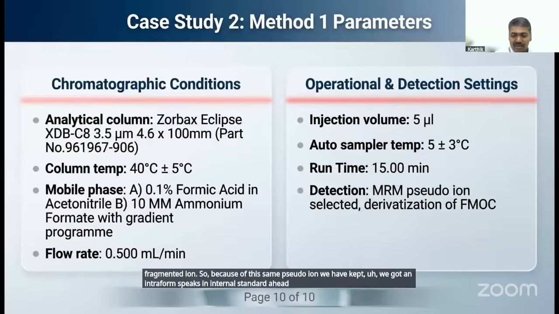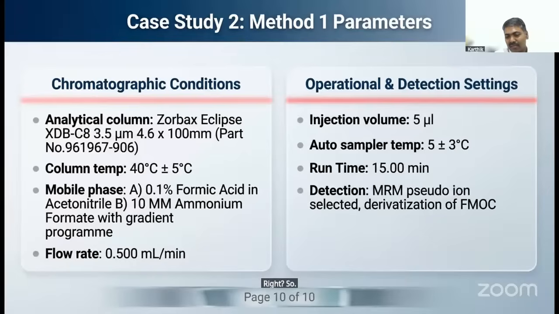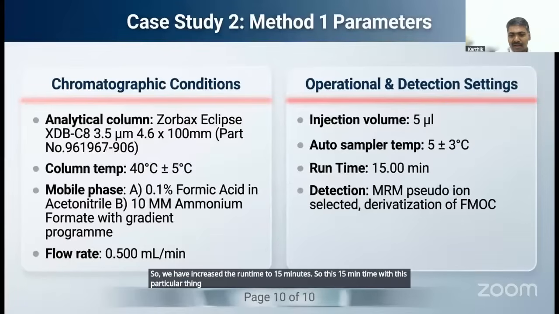in the internal standard, triamterene D5, as well as in the metabolite. To avoid that interference peak carrying over from one injection into the next run, we increased the runtime to 15 minutes. With this 15-minute runtime it worked, and method development and validation were done. There were no issues.